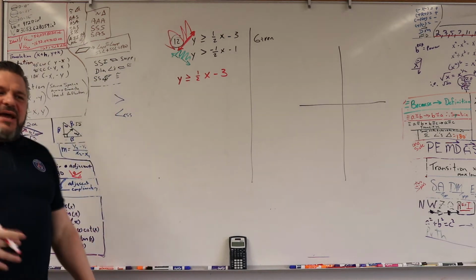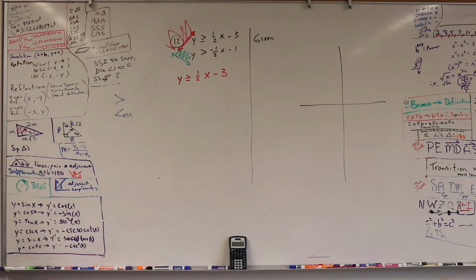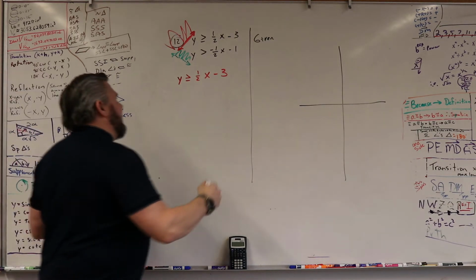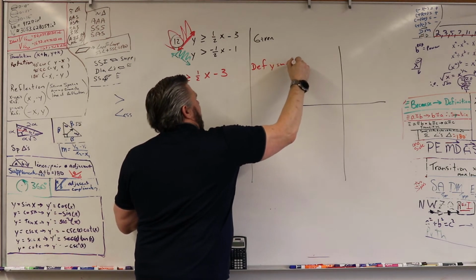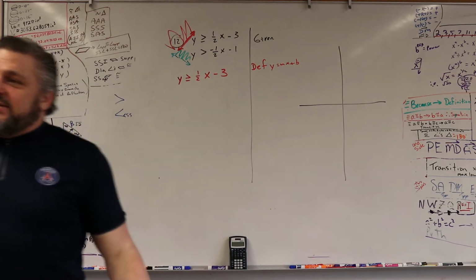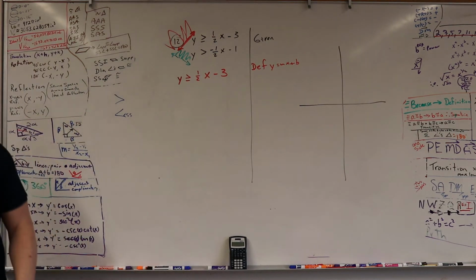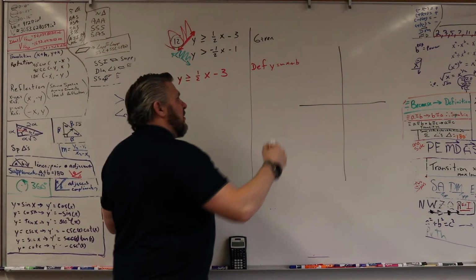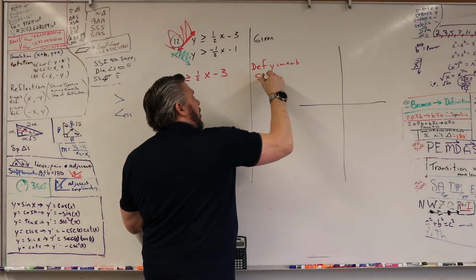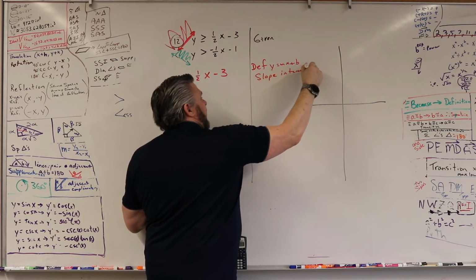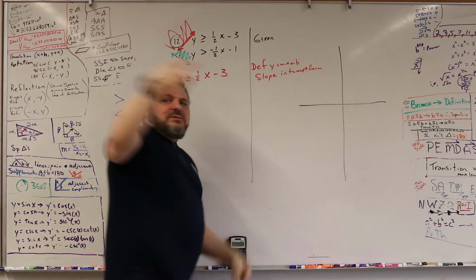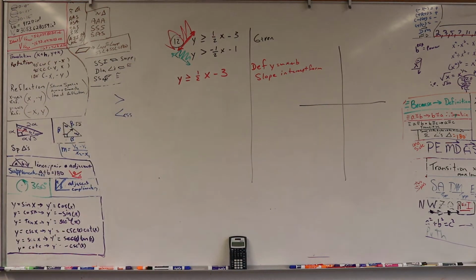Okay? Now the definition of what tells me that I have the slope and I have the intercept. So what am I using? What definition? Y equals mx plus b. Now on the state test, when they actually write it out, you can't just say definition of y equals mx plus b. You have to say definition of slope-intercept form.